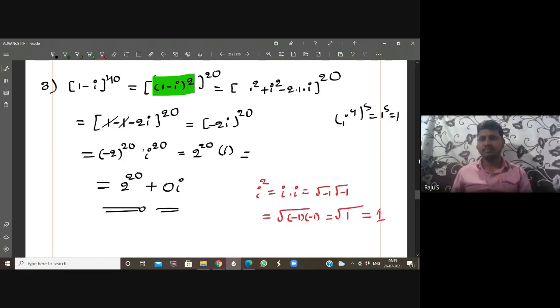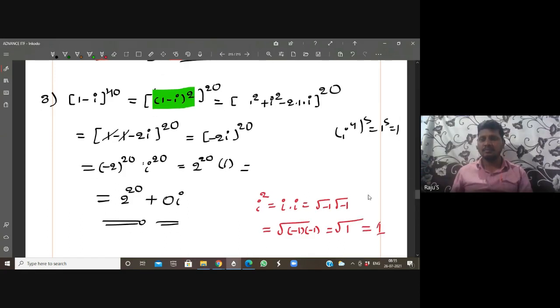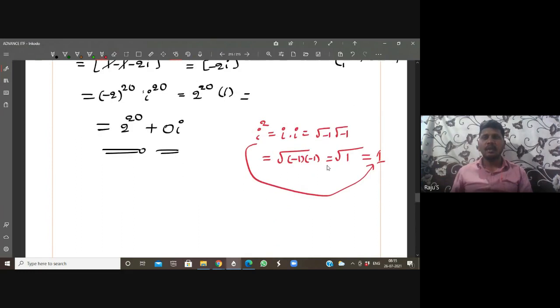Fifth one. Yes, friends, I have written something here. Is it right? Finally, iota square is equal to plus 1. Yes or no? Iota square can be written as iota into iota, root over minus 1 into root over minus 1. Since we know that, it can be written as minus 1 into minus 1, so minus into minus is plus, and plus 1 means it will be plus 1.